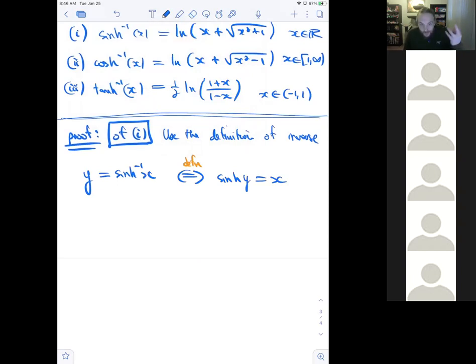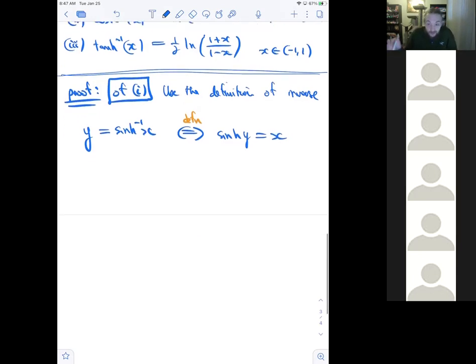But if we want the derivative of that cleverly, then we would take the implicit differentiation now. But what we can also do is use the definition of what sine hyperbolic is and solve for y. So this is by the definition of sine hyperbolic.